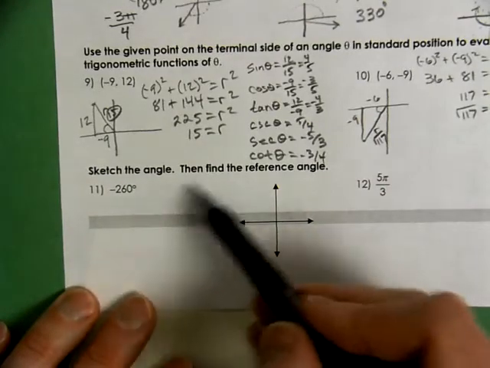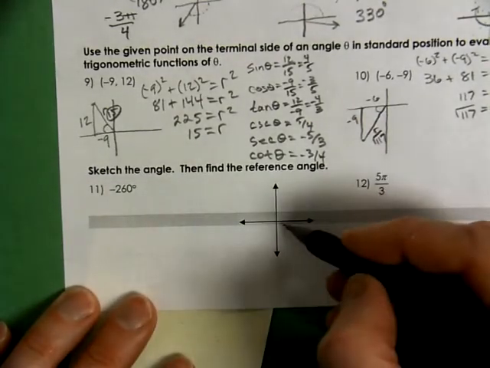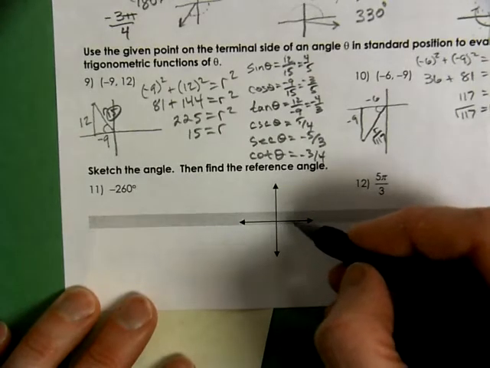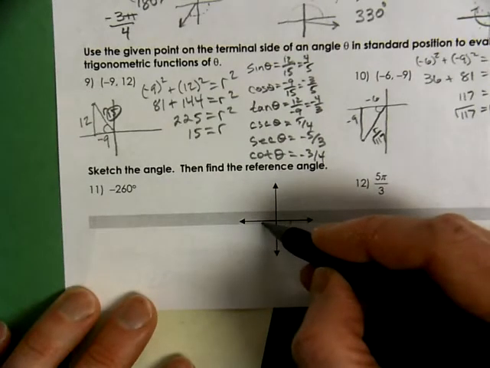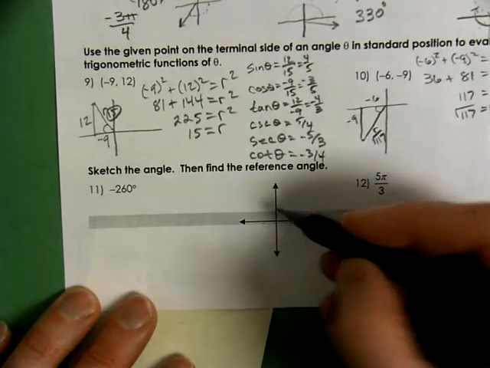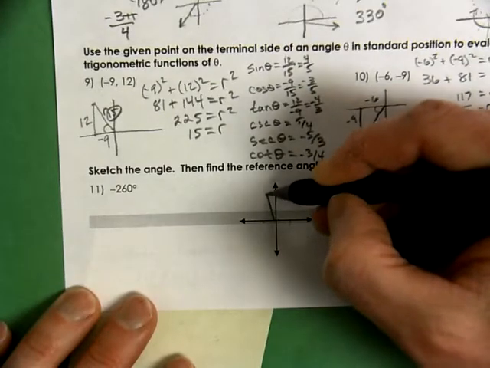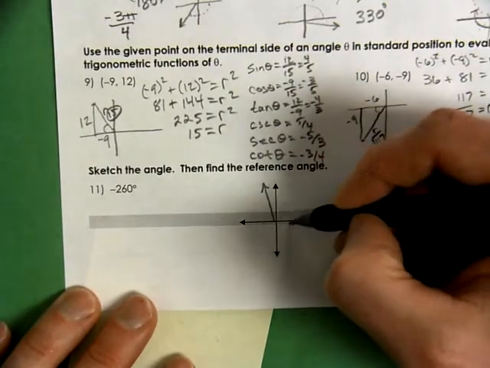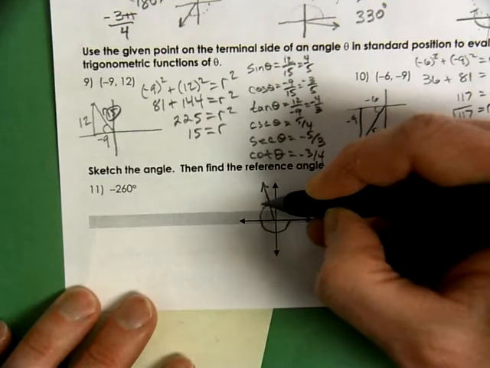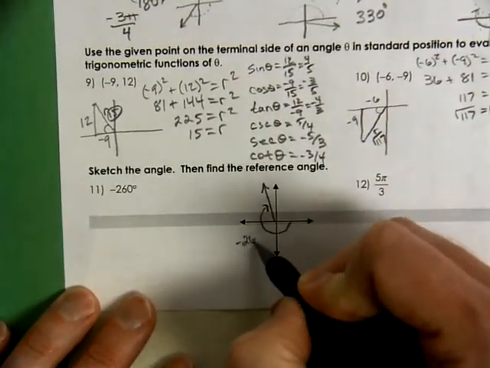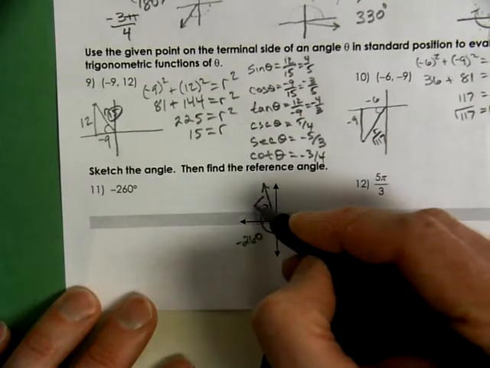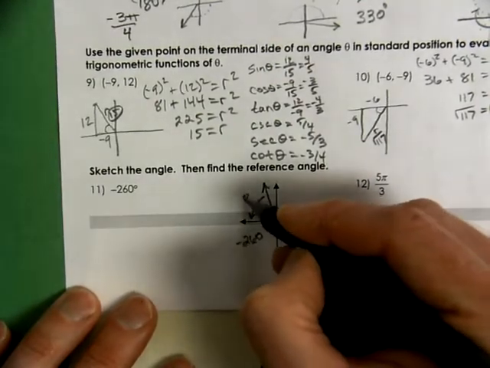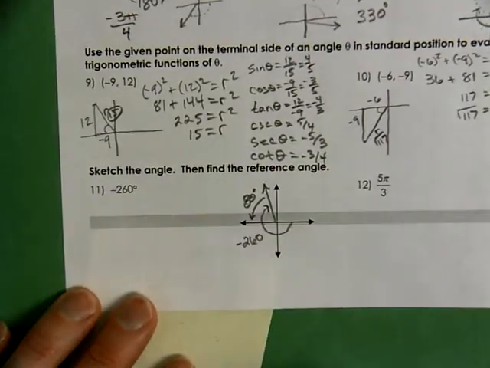Here we're going to sketch our angle. We're going to find the reference angle. Negative 260. We have negative 90, negative 180, negative 270 would be going straight up. So negative 260 is 10 degrees short of straight up. So if it's 10 degrees short from standing straight up, then it is 80 degrees from the x-axis. That is your reference angle.